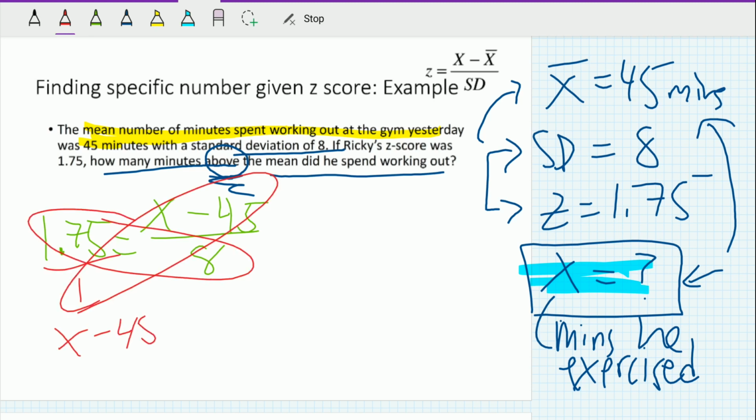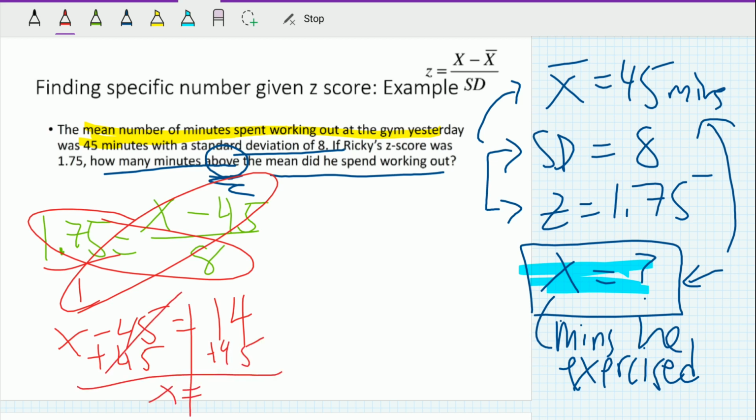It'll be x minus 45 equals 1.75 times 8, which is equal to 14. And then I'm going to go ahead and add 45 to both sides. And then that's going to give me x is equal to, what is that, 59. So what this means is that, what's his name? Ricky exercised for 59 minutes, but that's not the question, right? Remember, that is not the question. The question is asking how many minutes above the mean. Well, if the mean was 45, how many minutes above the mean did he spend working out?